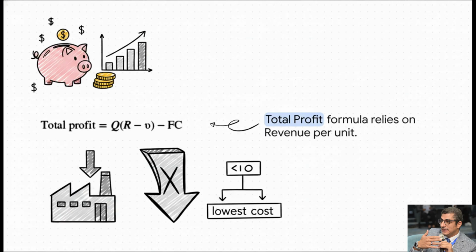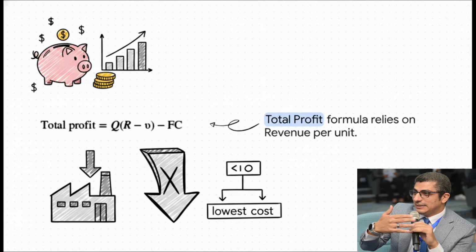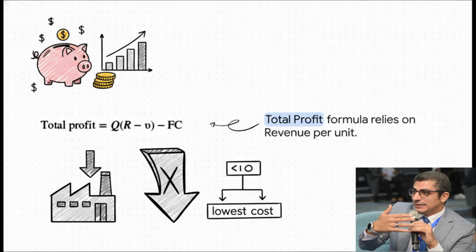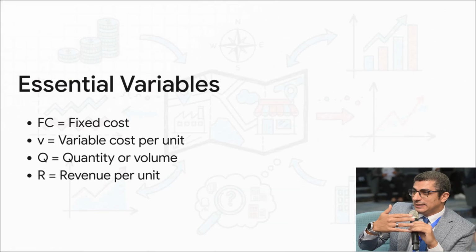Now, if a company also knows exactly how much they're going to sell their product for, they can look at the profit instead. The total profit formula relies on R, which is revenue per unit minus variable cost, multiplied by quantity, minus the fixed cost. While profit is super helpful to know, for today's explainer, we're going to focus entirely on finding the lowest total cost. Let's just pause for a second and break down these letters specifically so you have them locked in your memory.